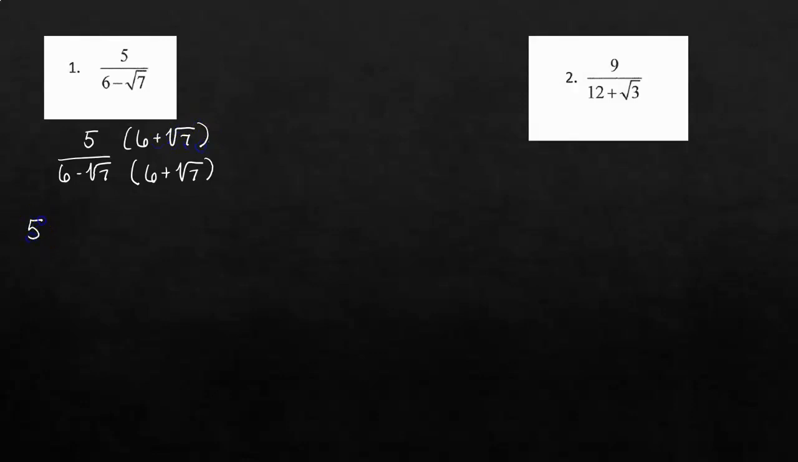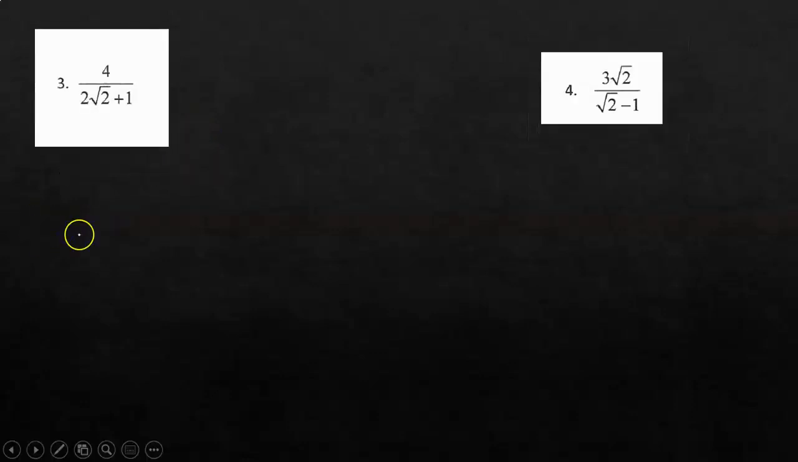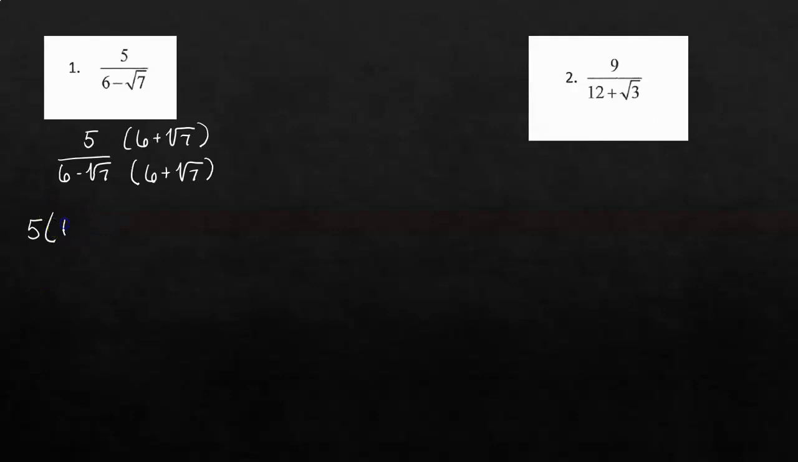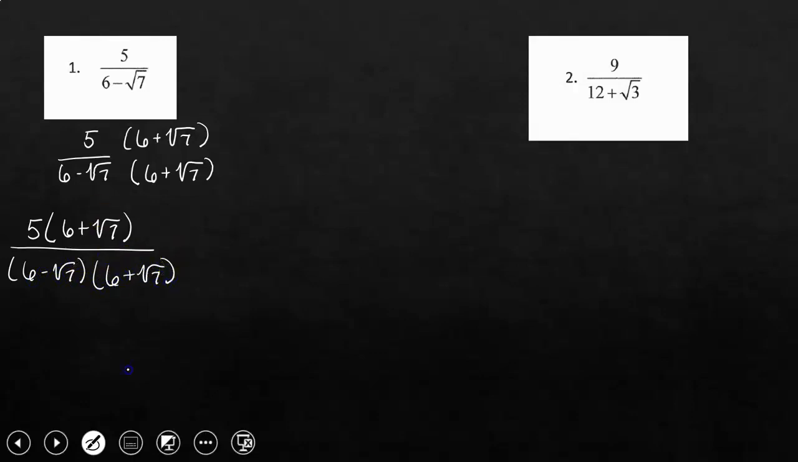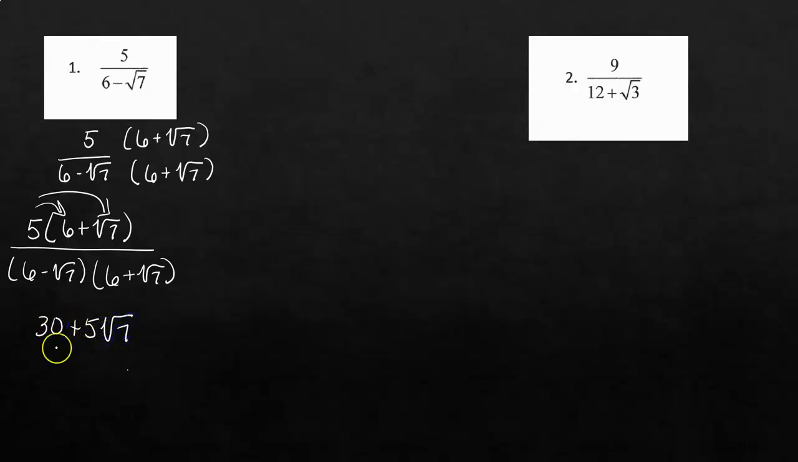So here we have 5 times 6 plus the square root of 7. And here in the denominator, we have 6 minus the square root of 7 times the quantity of 6 plus the square root of 7. We're going to have to distribute on the top. So I have 30 plus 5 times the square root of 7. And the bottom we're going to have to FOIL, going back to that previous chapter where I said this wasn't going to go away. So we're going to multiply 6 times 6.